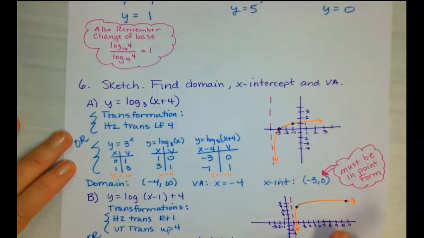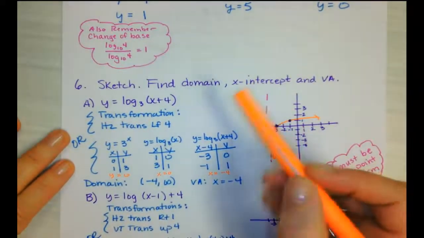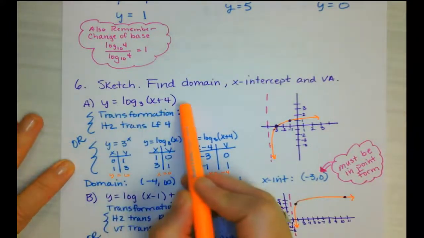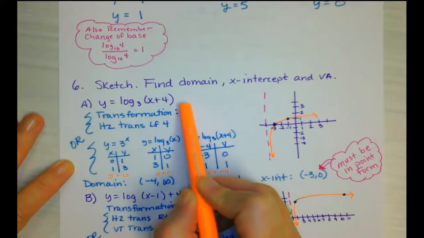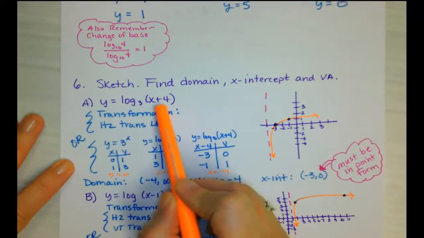On question 6, it's asking you to sketch, so let's quickly review how we sketch the graphs. We're going to find the domain, the x-intercepts, and the vertical asymptotes. So here is my log. What transformations do you see? We know it's base 3. That's not a transformation, but we know that this has shifted 4 units to the left.